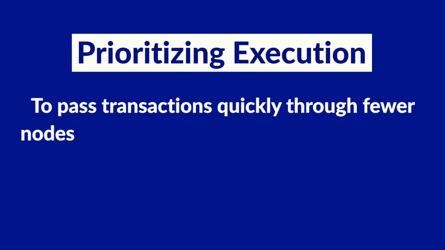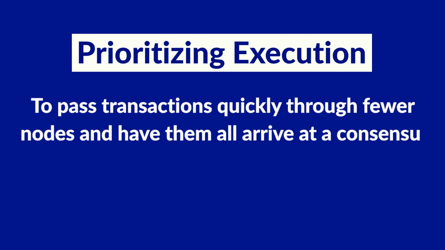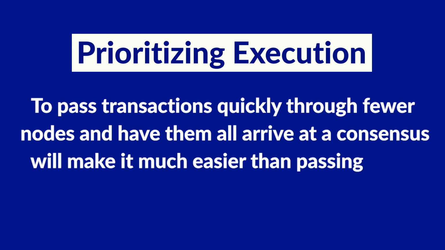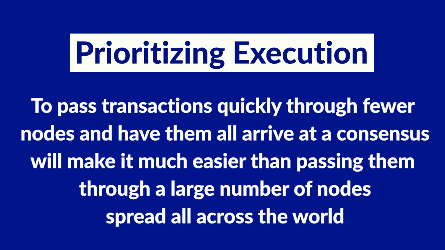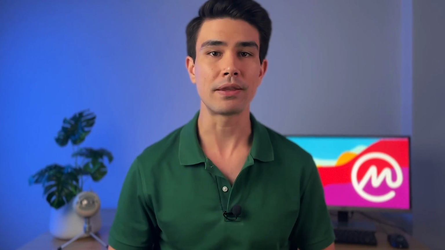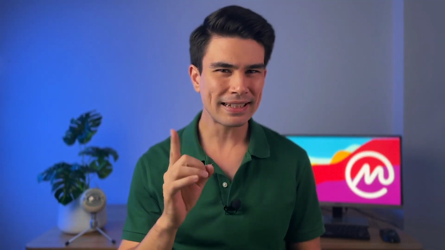By prioritizing execution, as you can imagine, it will be much easier to pass transactions quickly through fewer nodes and have them all arrive at a consensus than passing them through a large number of nodes spread all across the world. The greater the number of validators on the network, the longer it takes for the network to validate transactions. If you want to increase throughput, meaning the number of transactions being processed per second, the network can reduce the number of nodes. But this again comes at the cost of decentralization and security.